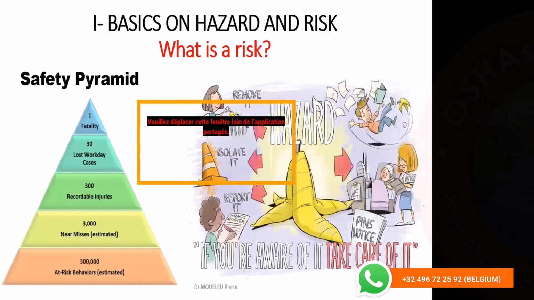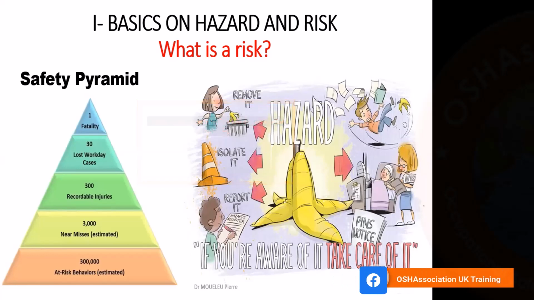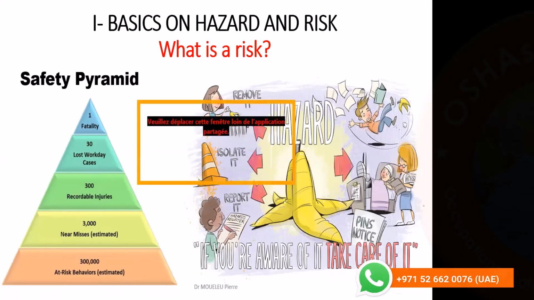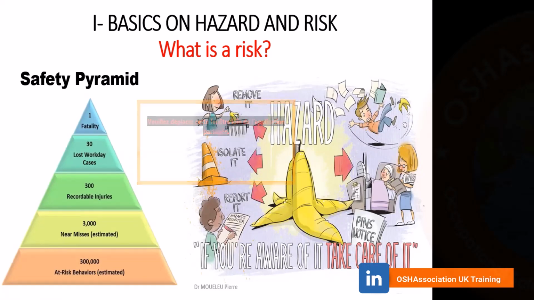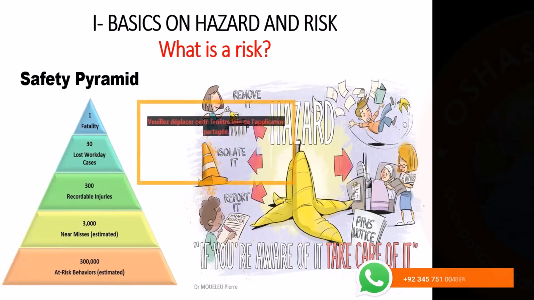And we should know that to have a fatality situation, we have what we call the iceberg effect. The iceberg effect is the fact that when somebody dies in a company due to an accident, it means that you had more than 300,000 at-risk behaviors without appropriate actions in place. You also had up to 3,000 near misses, 300 recordable injuries, 30 lost workday cases. When you have all this and you are not putting in place suitable actions, all those things can lead to somebody dying at your workplace.